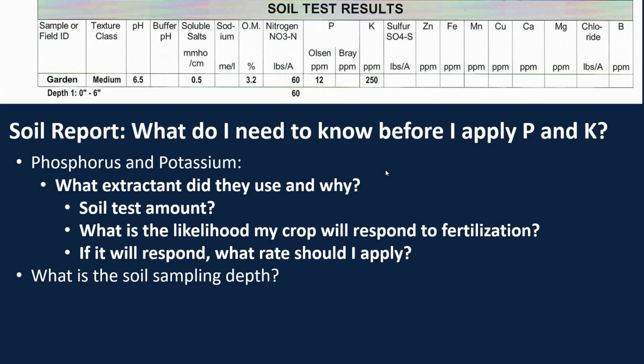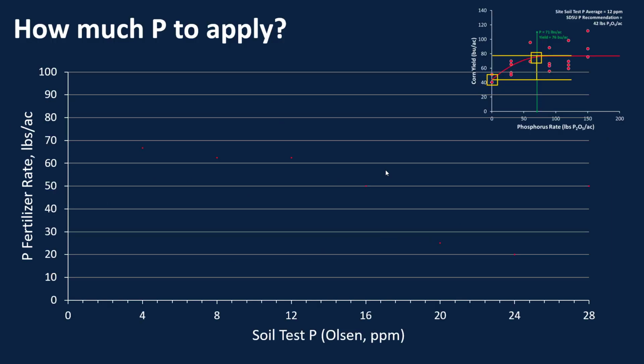Next question is, if it does respond, what rate should I apply? So then we take that same information that we looked at before. We've had this graph up here where we see yield response based on the rates that we applied here, and it increases until a certain point. And then we take that certain point, we say, okay, that was about 71 pounds per acre on a 12 part per million phosphorus field to hit optimal yield. Then we go over here and put that on this graph to see our 12 part per million needed 71 pounds per acre right here.